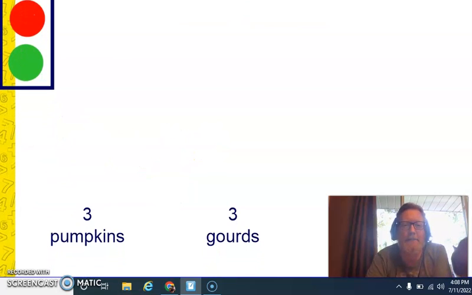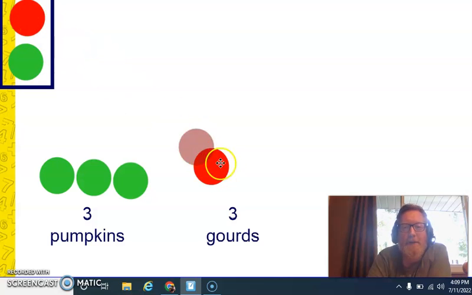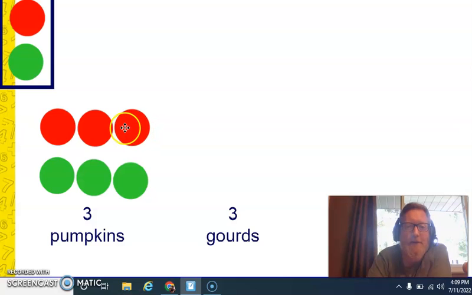Our next problem is 3 pumpkins and 3 gourds. So we're doing 3 plus 3. We're going to start with green. Find green and count with me, okay? 1, 2, 3. Now we need 3 more. So let's count 3 red. Find those reds. 1, 2, 3. Excellent. And remember, we're doing in all. Plus means we're going to put them all together and make one group. So we're going to count all of our pumpkins and gourds together. Ready? 1, 2, 3, 4, 5, 6.